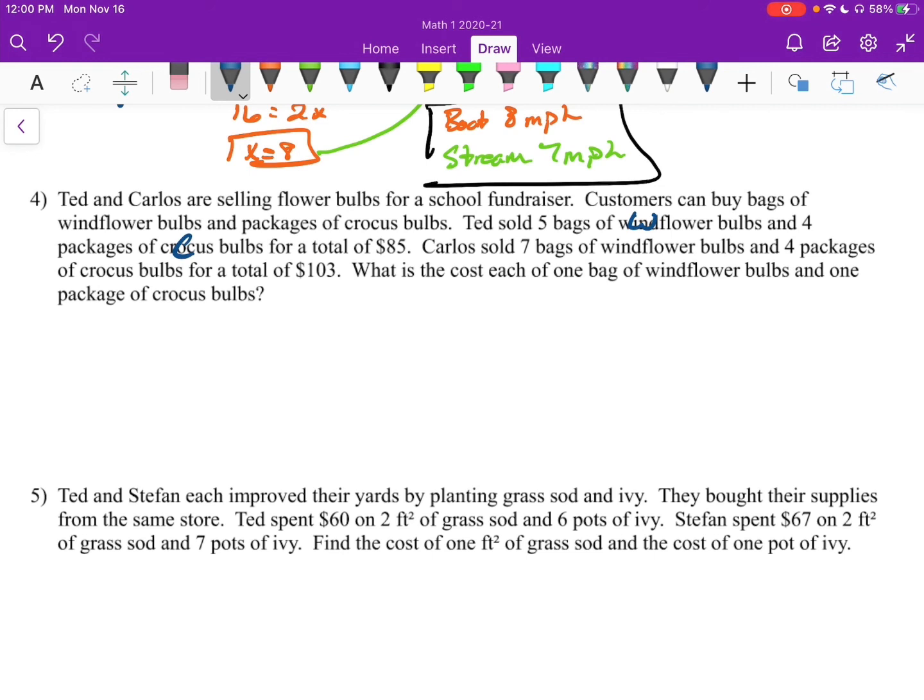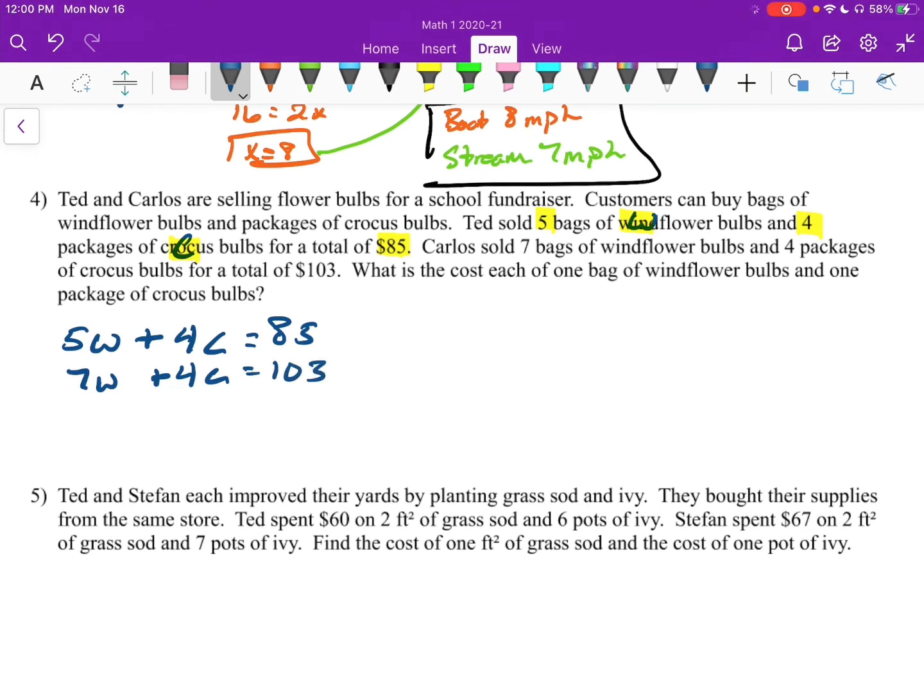So Ted sold 5W and he sold how many? 4C, right? I said 5W, 4C for a total of $85. Carlos sold 7 bags of windflower bulbs, so we're going to have 7 windflower plus 4 sea bulbs, so 4 sea bulbs for a total of $103.